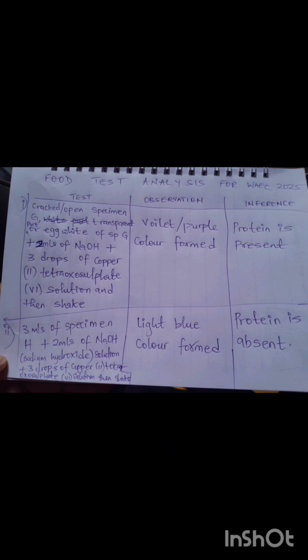Alright, so as you can see from the picture, the title is food test analysis for WAEC 2025, that's for Biology Practical WAEC 2025. So under the test, you see what I wrote. Most likely they'll ask you to crack specimen G, which is a raw egg.